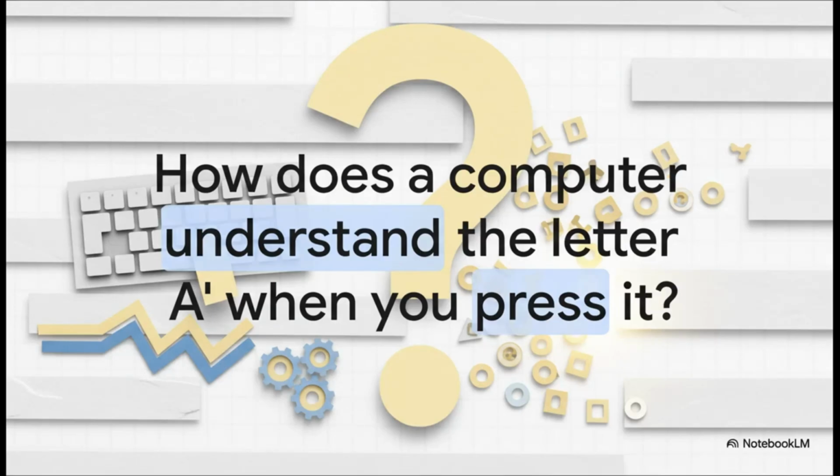All right, let me ask you something. You press the letter A on your keyboard and boom, it pops up on your screen. But have you ever stopped to think about what happens in that split second? I mean, what actually happens in between? How on earth does a machine, a thing that only understands on or off, 1 or 0, possibly comprehend something as human as the alphabet?